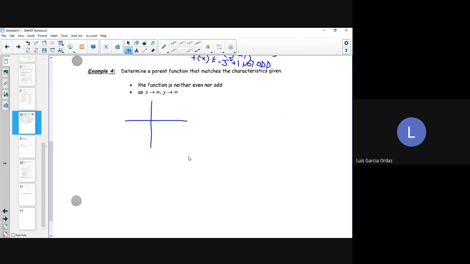But remember, is exponential even or odd? Or is it neither? So that's positive. What about parabola? Parabola is even. The roots? So basically odd and even.